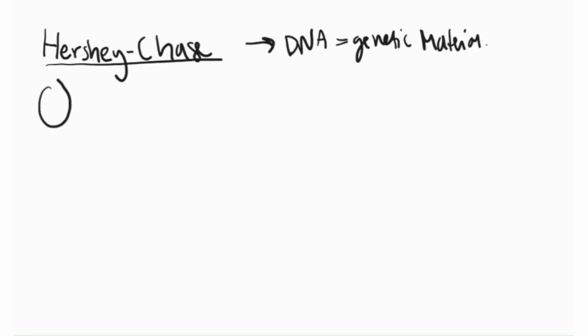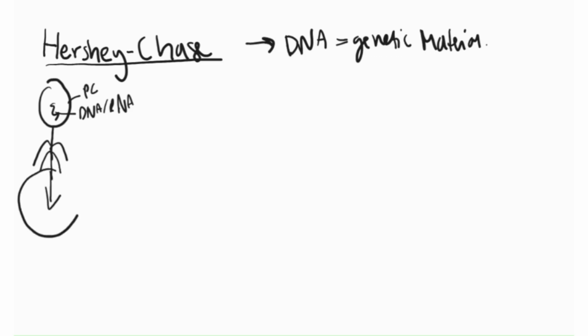So if we look at a virus, this is a drawing of one, we know that the virus has a protein coat and it also has DNA or RNA. And we weren't sure whether it was the protein coat or the DNA or RNA that they inject into a bacteria cell to infect them. So Alfred Hershey and Martha Chase in 1952 conducted some experiments which led us to prove that DNA was genetic material and not the protein or the protein coat.